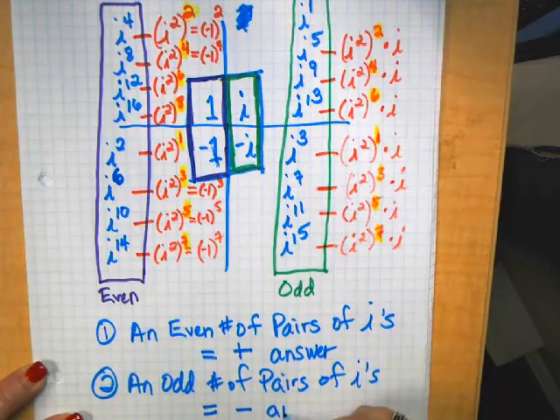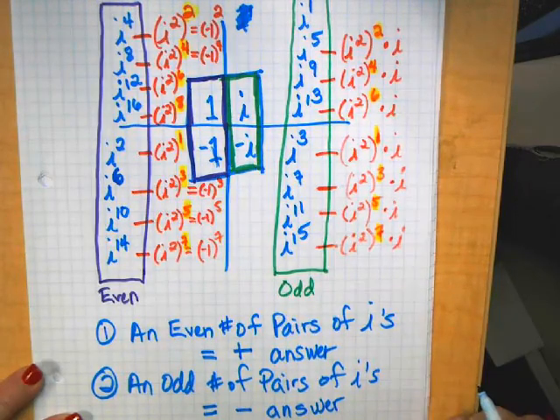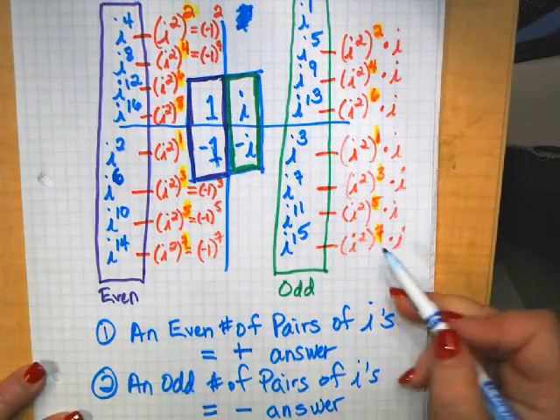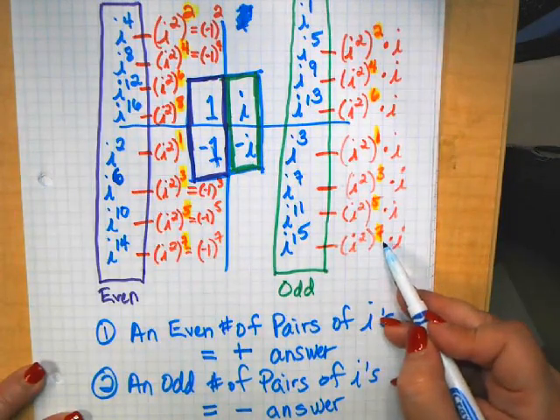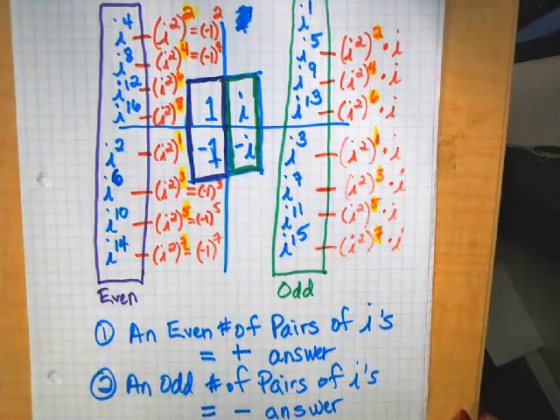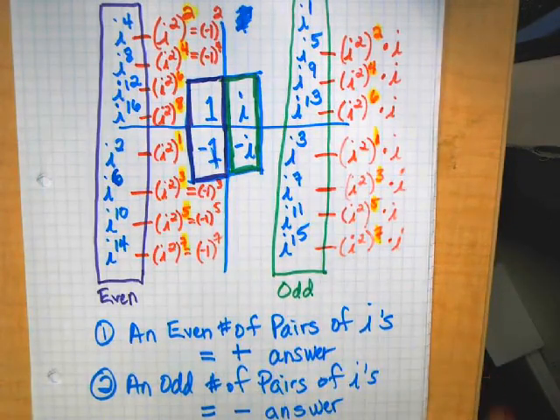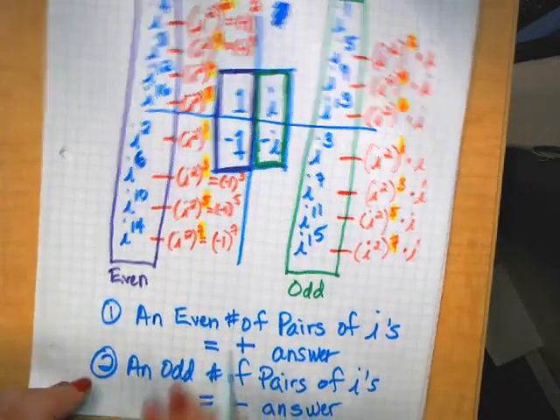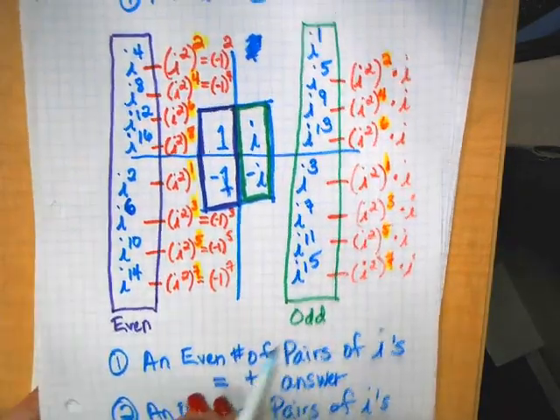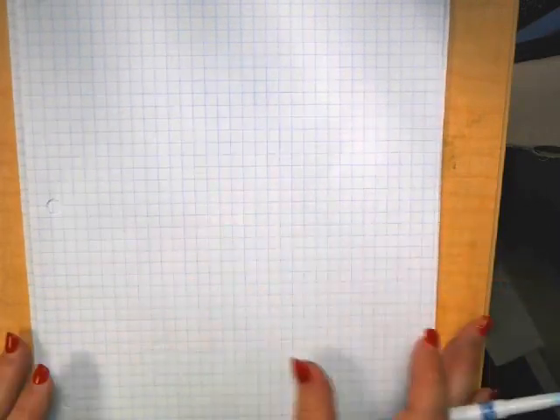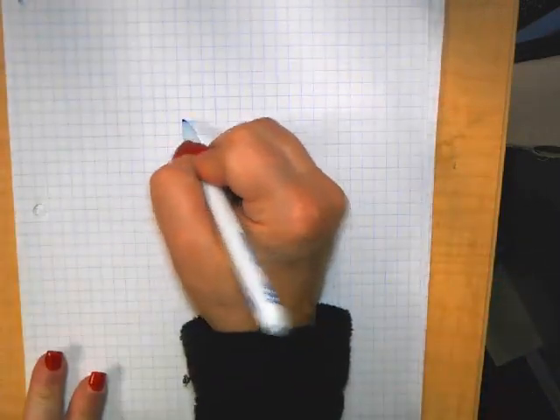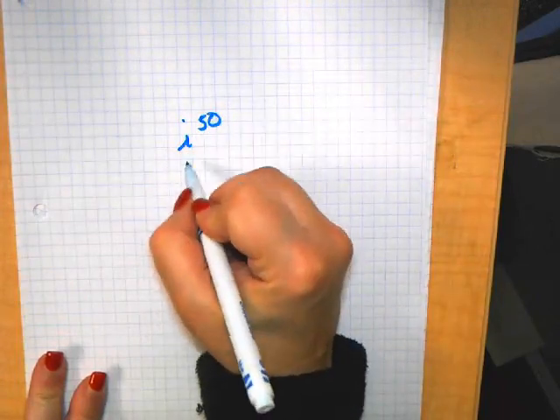What do I mean by pairs of i's? Obviously, I'm talking about i squared. How many i squareds are in that original power? Let me show you two examples of how you can work this out without having to refer to this. Let's go with i to the 50th and i to the 51st.